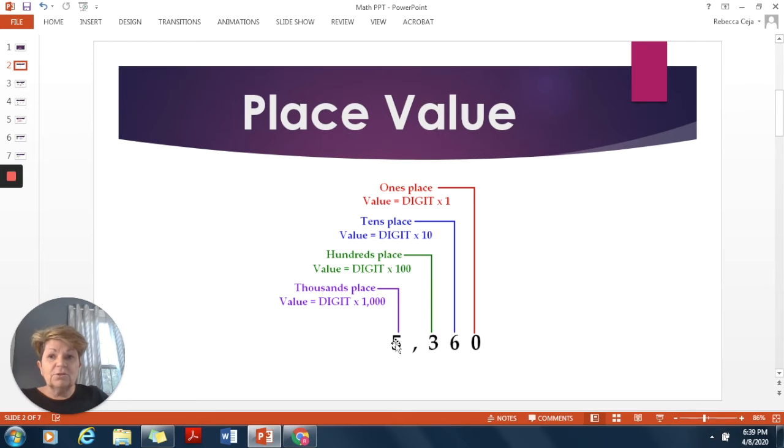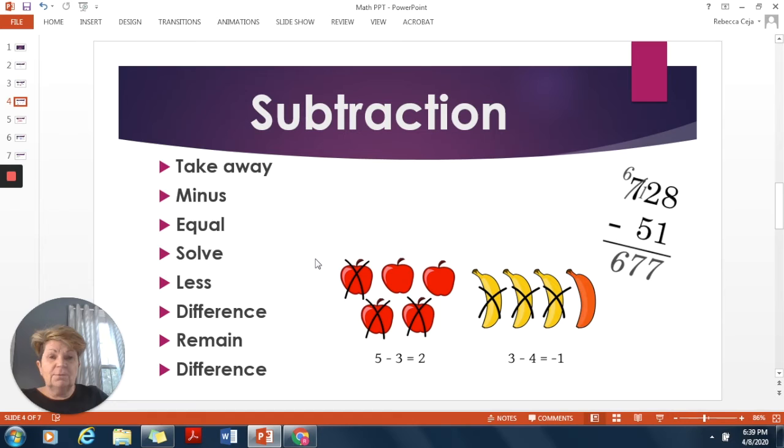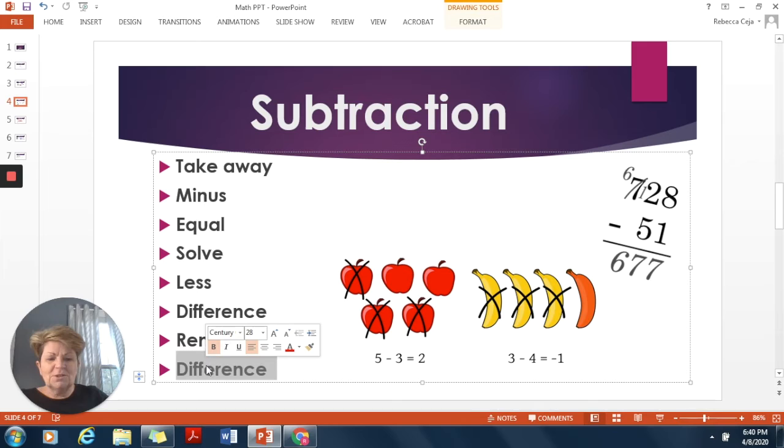Now let's skip down to another page and let's just look at subtraction vocabulary. So today we're going to be looking at taking away. We're going to have a whole number and we're going to take something away from that whole number. So the vocabulary words that we could look for would be take away, minus, equal, solve, less, difference, remain, and difference. I see we wrote it twice, so let me go ahead and take that off of there.